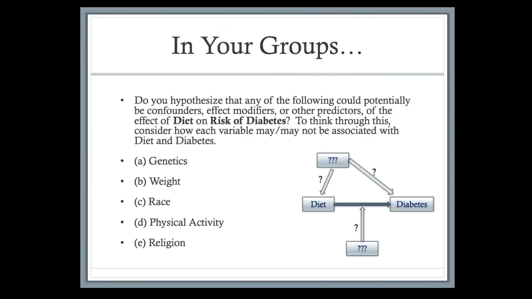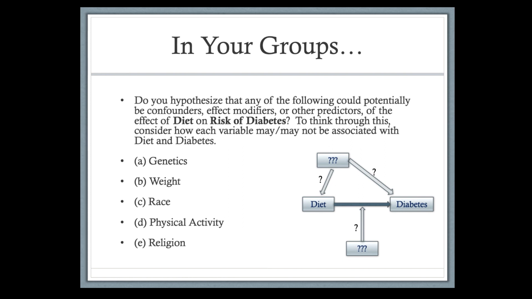First, let's think through part A there, genetics. What do we think? Let's think of that top box with the question marks there. Does genetics fit in there? Do we think that genetics is associated with risk of diabetes? I'm going to go ahead and say it probably is. Genetics might make you more or less likely to develop diabetes. So right there, if we're thinking that genetics is associated with diabetes, it's a predictor of diabetes.